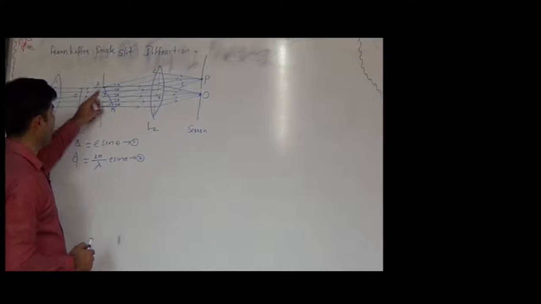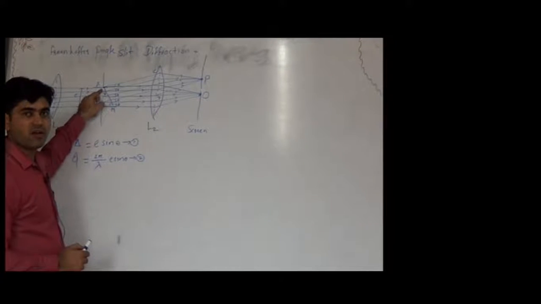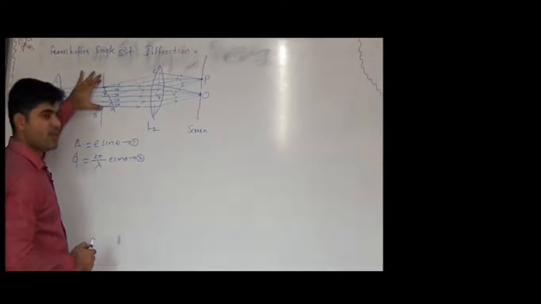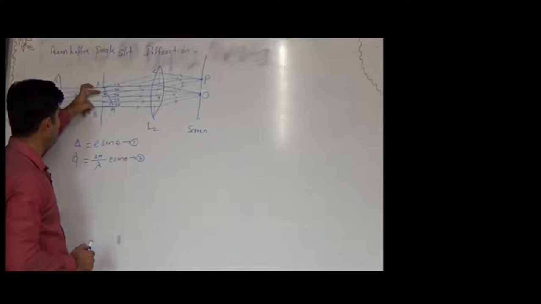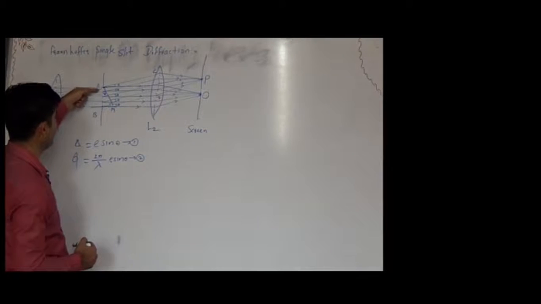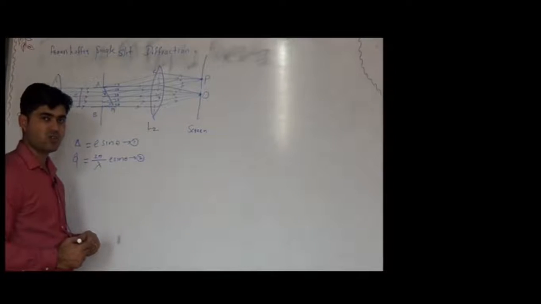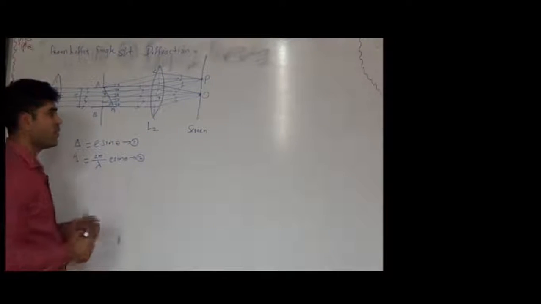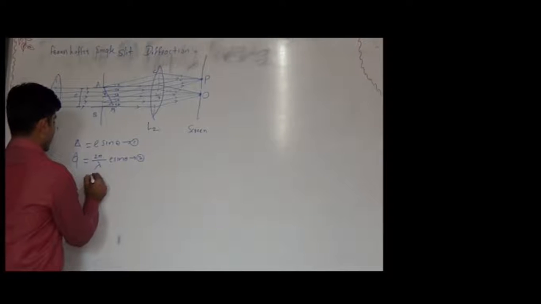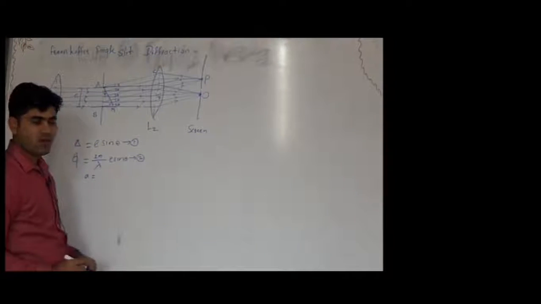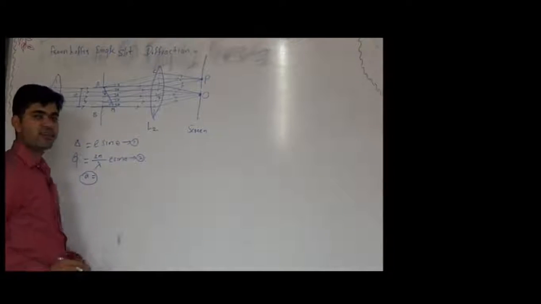Huygens principle states that each and every point of the wavefront acts as a secondary source of light. Means AB acts as a plane wavefront, therefore each and every point on AB acts as a secondary source of light. If each and every point acts as a secondary source of light, means in between them there is a very small difference. Let us assume that difference is a.